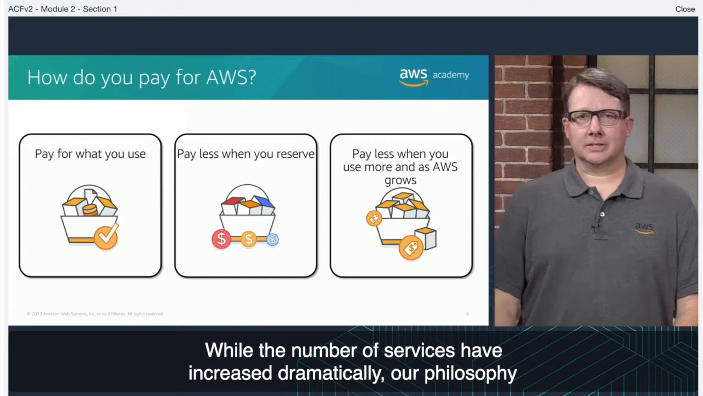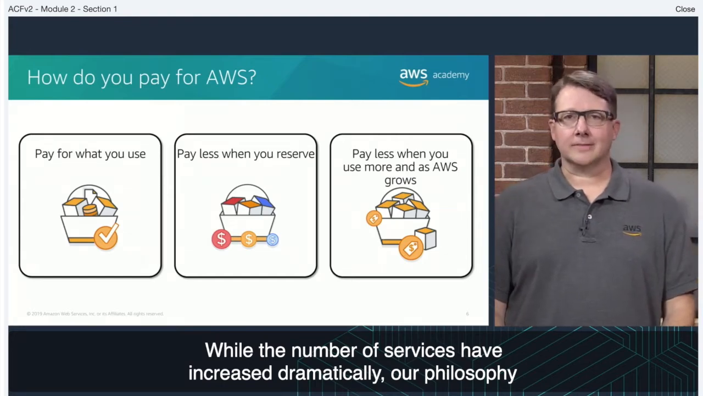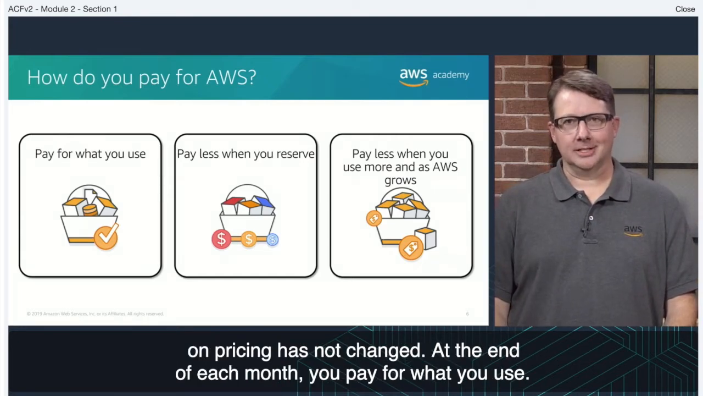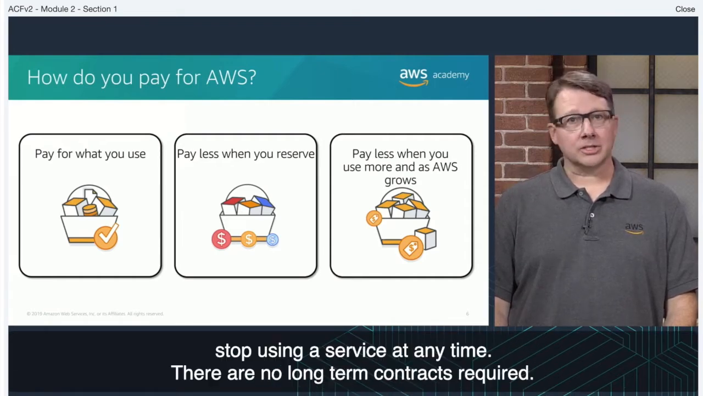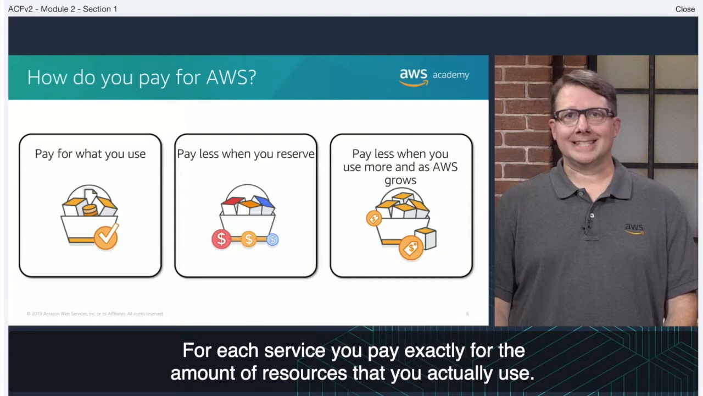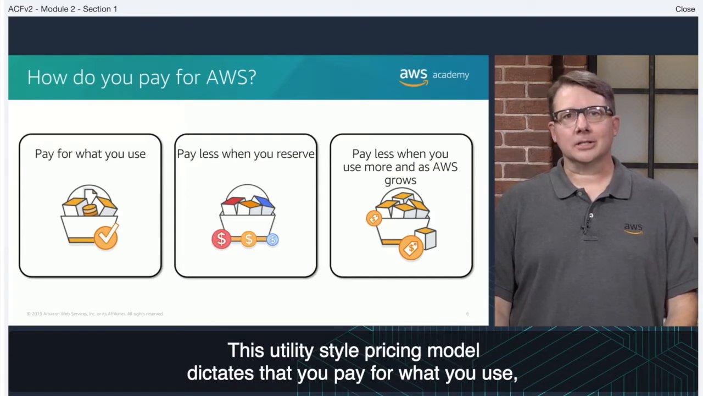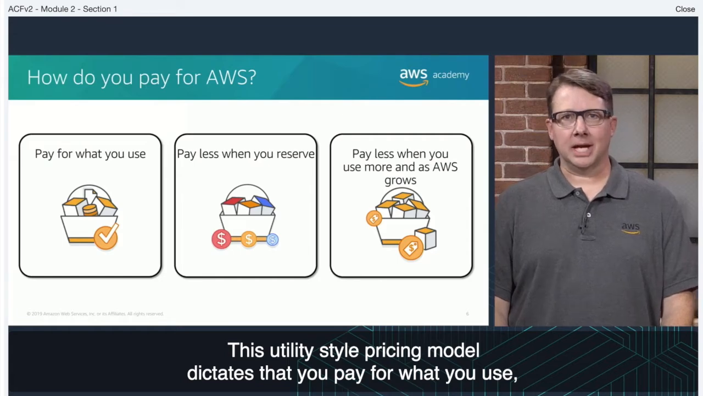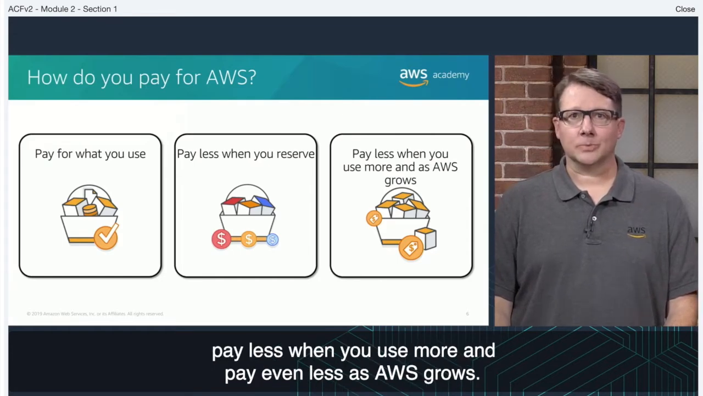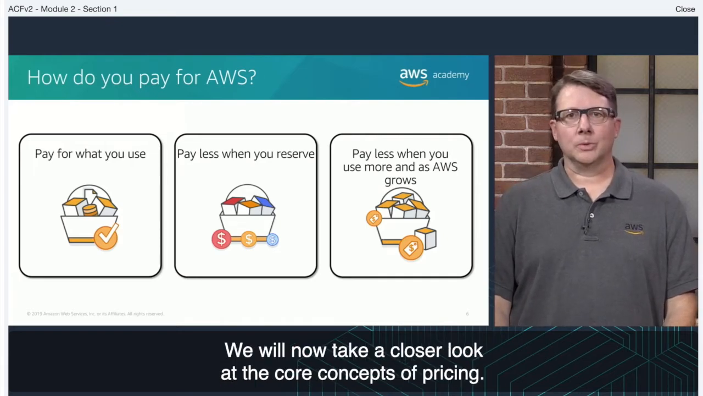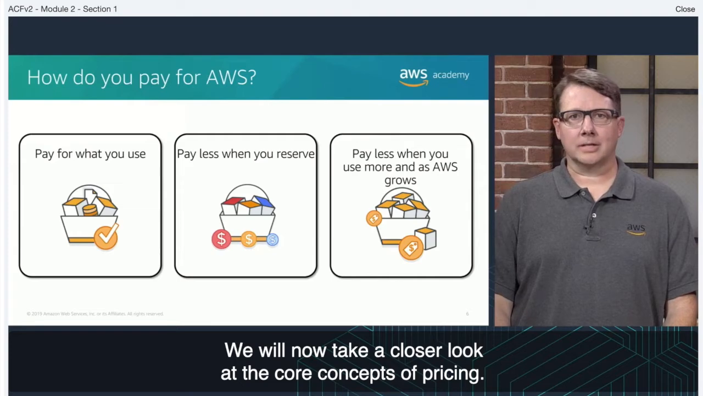While the number of services have increased dramatically, our philosophy on pricing has not changed. At the end of each month, you pay for what you use. You can start or stop using a service at any time. There are no long-term contracts required. For each service, you pay exactly for the amount of resources that you actually use. This utility-style pricing model dictates that you pay for what you use, pay less when you use more, and pay even less as AWS grows. We will now take a closer look at the core concepts of pricing.